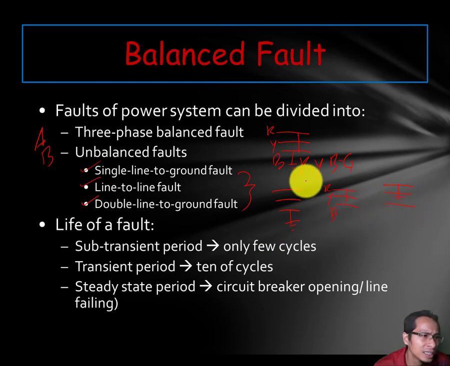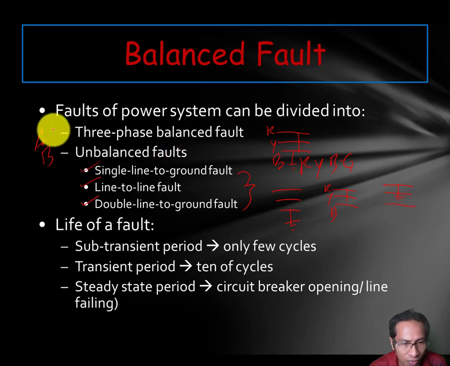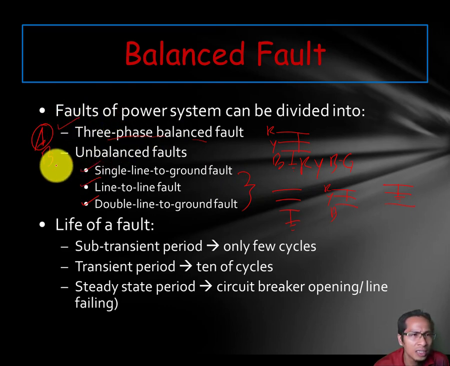So we have three subcategories for unbalanced type of faults: single line to ground faults, line to line faults, either red to yellow or yellow to blue, and double line to ground faults. In this subtopic, we only cover balanced type of fault, which is type A, three-phase balance fault. Unbalanced type of faults will be covered in the power system analysis subject. This one is quite simple. Type B is quite complicated, so we just focus on type A.